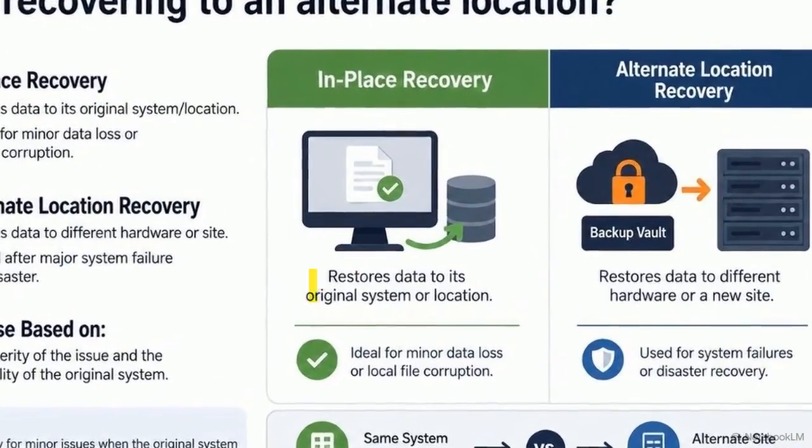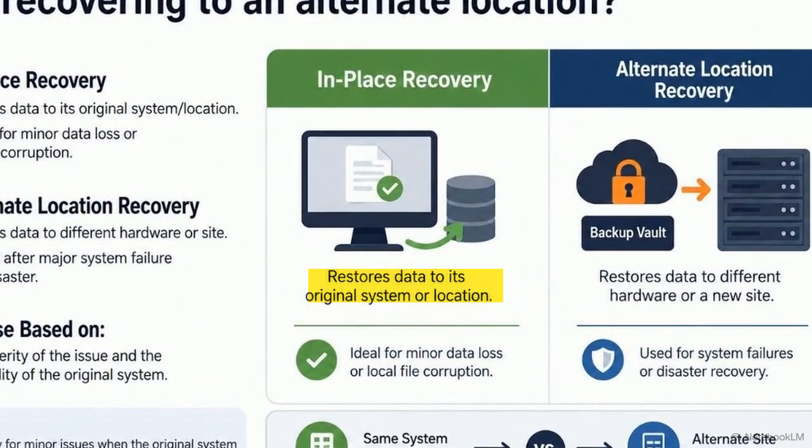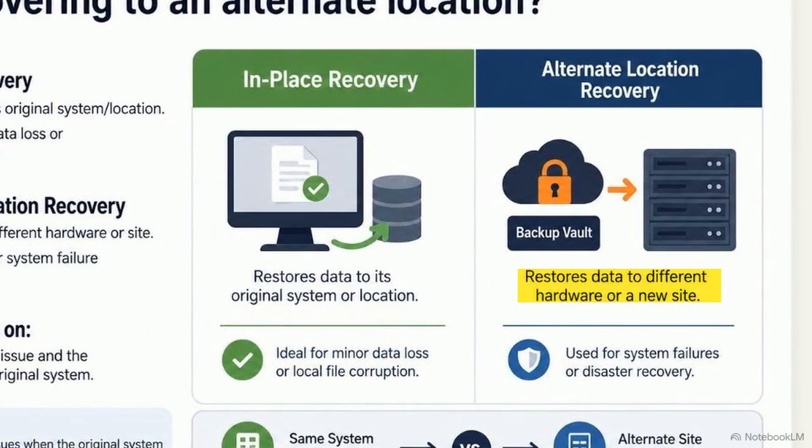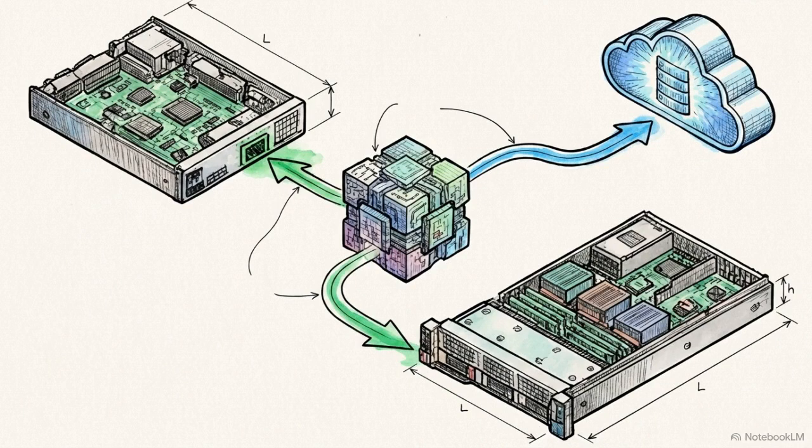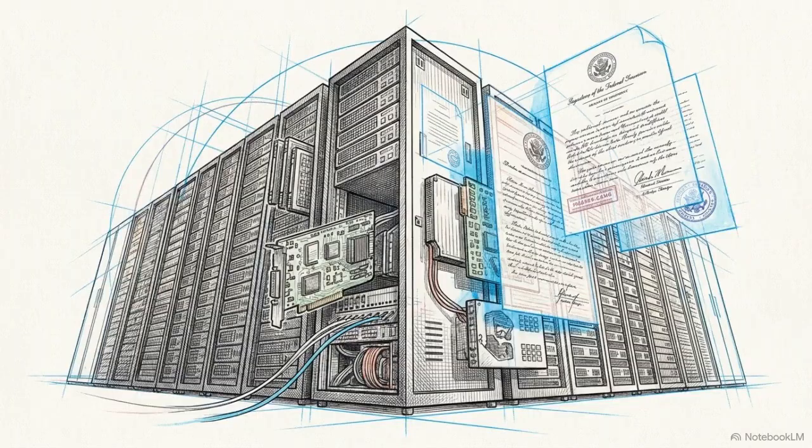On the left is in-place recovery, restoring data directly back to its original system. This method is ideal for resolving minor data loss or file corruption where the hardware is healthy. On the right is alternate location recovery, restoring data to different hardware or a new cloud site. This vector is mandatory for major physical disasters, enabling business continuity while original hardware is repaired. In short, while in-place recovery fixes broken files, alternate location recovery saves the entire business when the original infrastructure is gone.